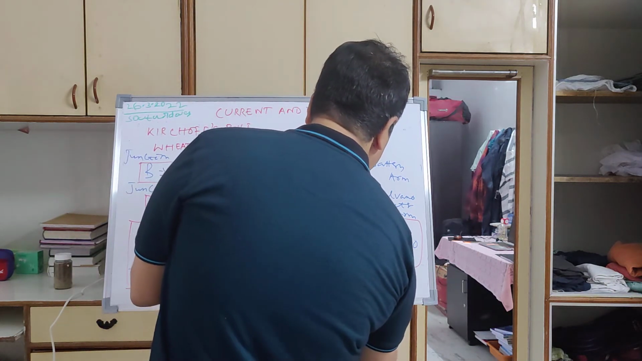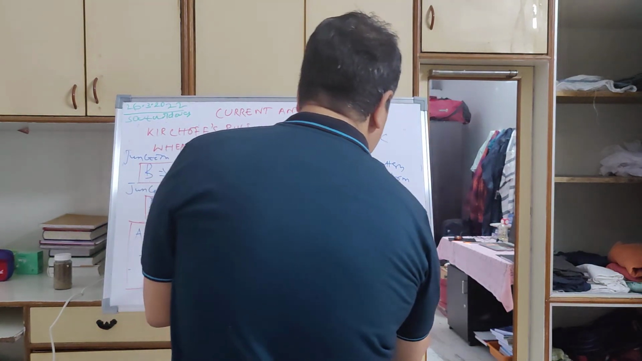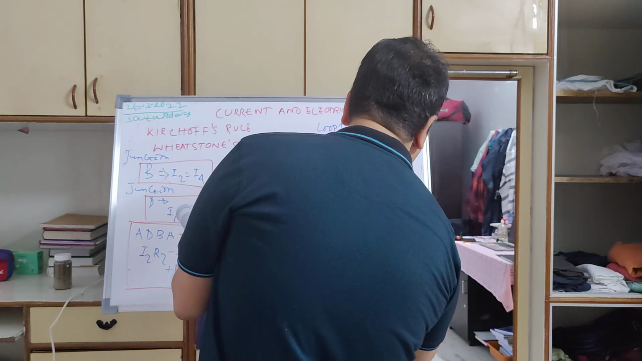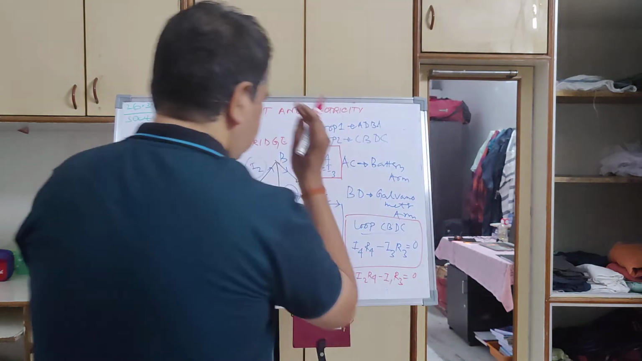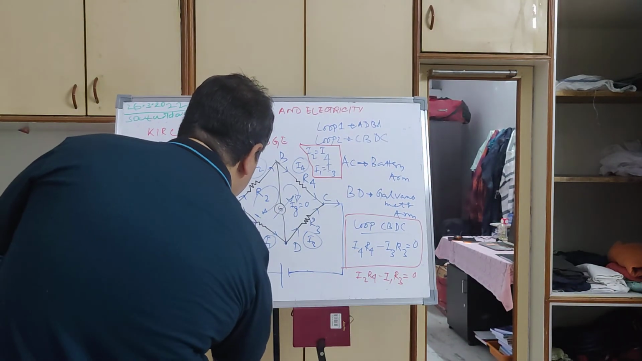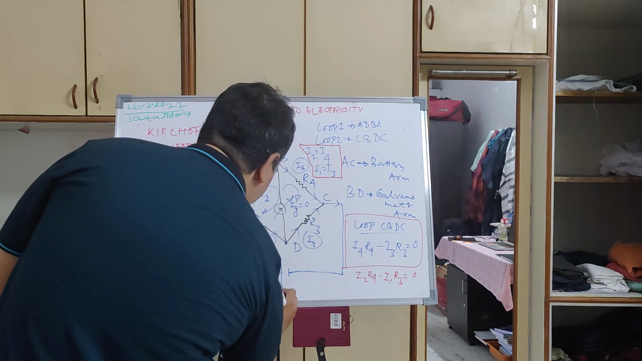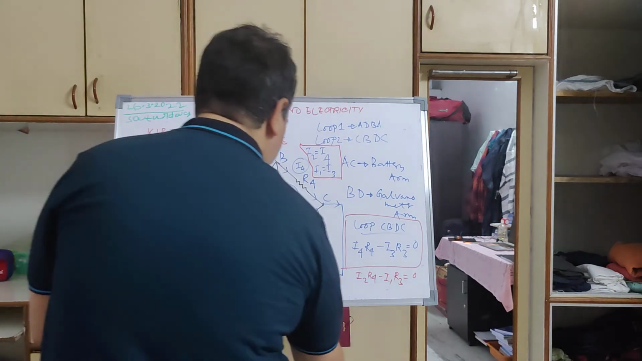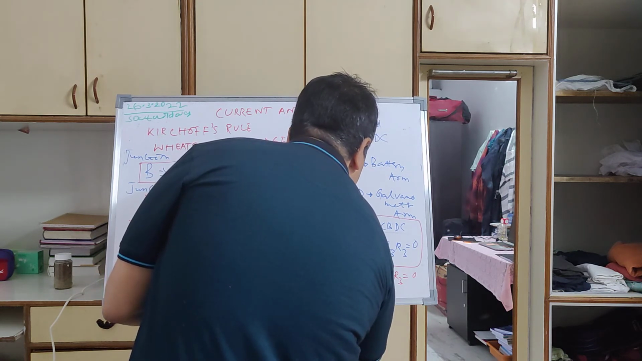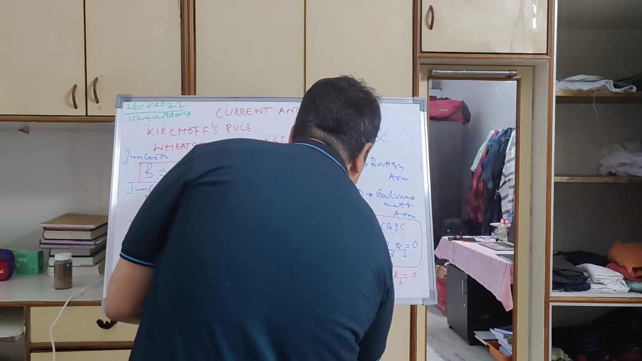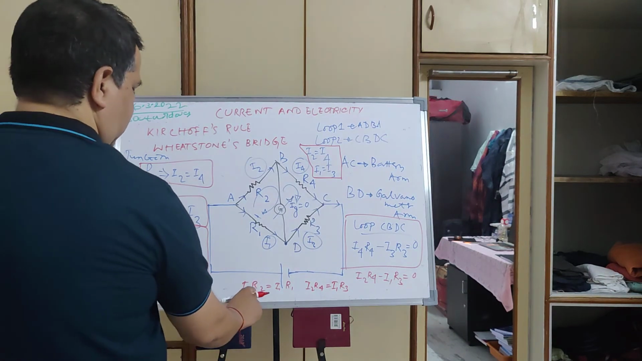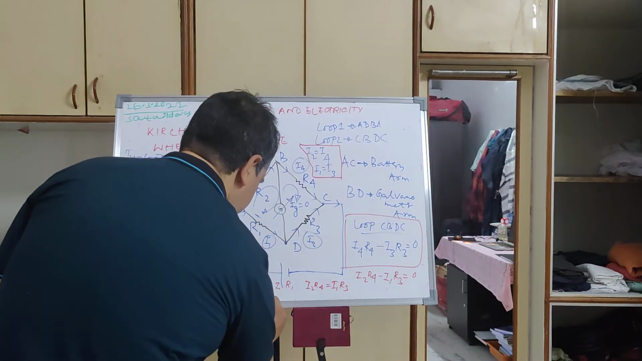So I2 into R4 is equal to I3, and I3 is equal to I1, so I1 into R3 is equal to 0. Okay, so you have got this equation. So I2 R2 is equal to I1 R1. Similarly, I2 R4 is equal to I1 R3. Okay. So what you got here, I2 by I1 is equal to R1 by R2.